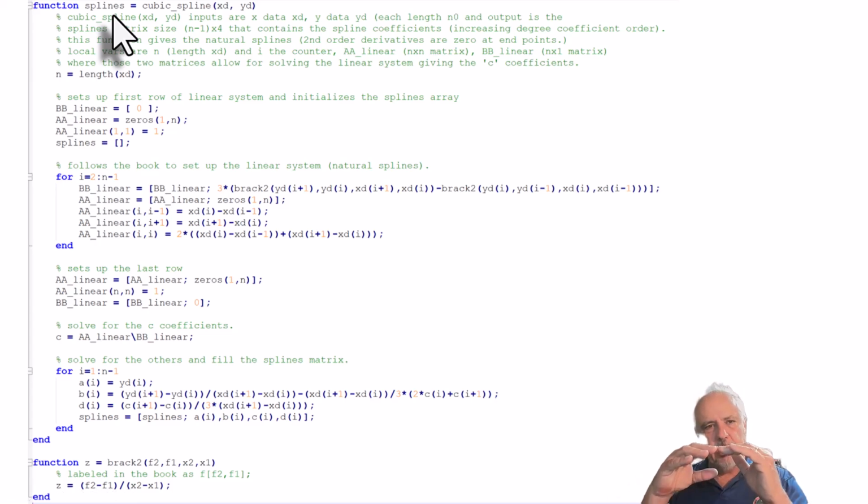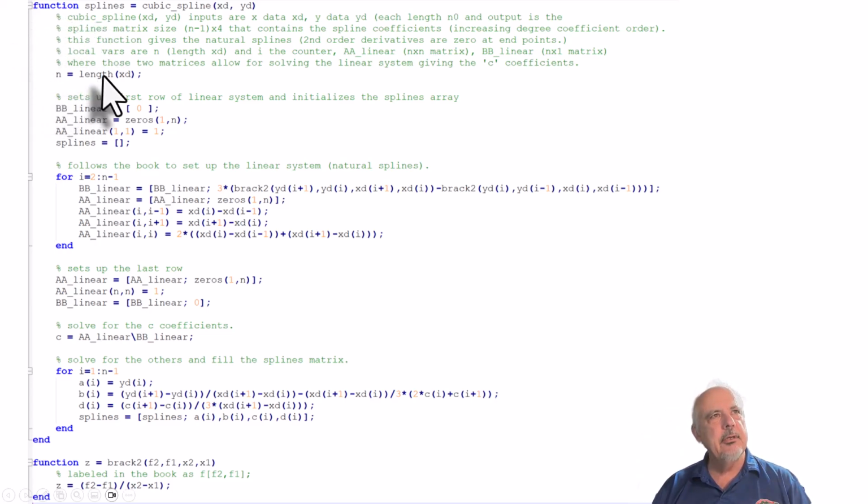The splines matrix would have 4 columns. The first column is A, second column B, third column C, fourth column D. And then the number of rows would be the number of spline segments that you're going to have. So in this case, I should be getting a 10 by 4 returned matrix. So that's what we're looking at.